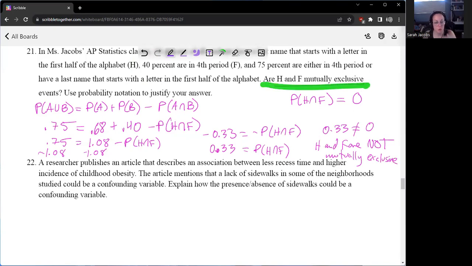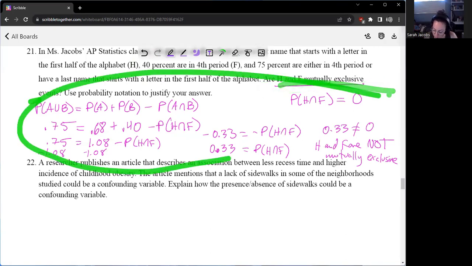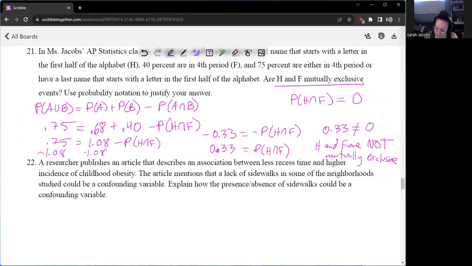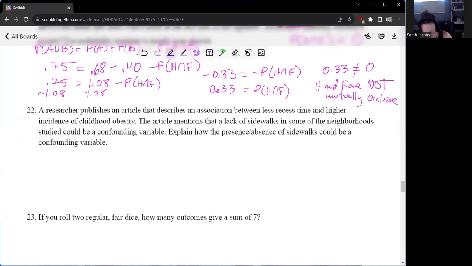So, quick little FRQ tip in here. Make sure you always answer the actual question. Are H and F mutually exclusive events? You could do all of this work, but if you don't actually finish it by saying they are not mutually exclusive because the probability is not equal to 0, you're not going to get all the credit you should. All right, onward and upward.